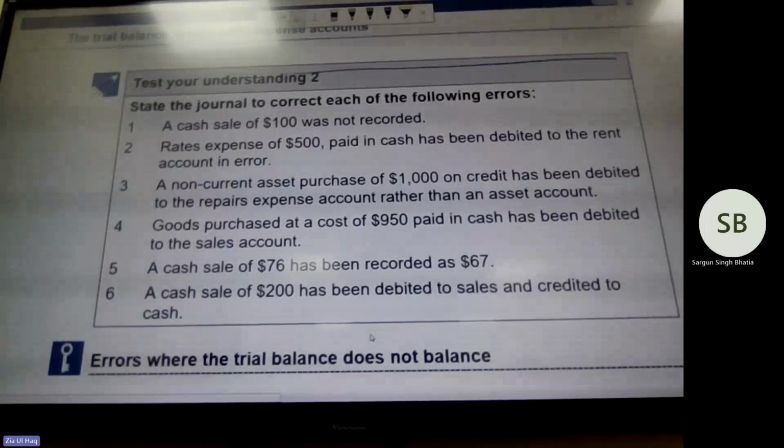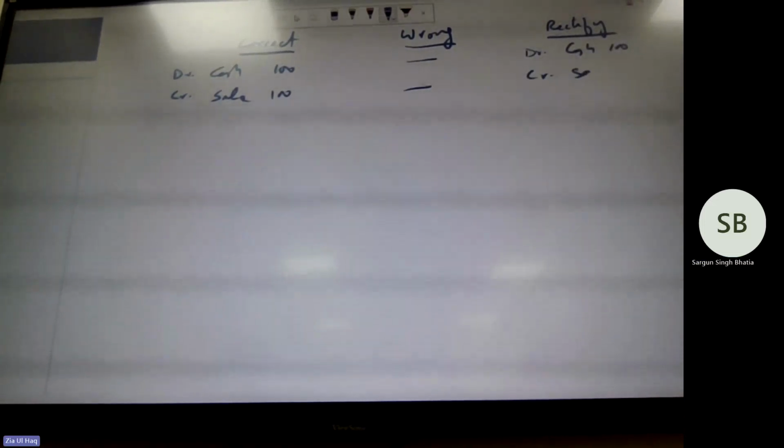So what do we need to do? We need to see what the correct entry is. Cash debit, sales credit: debit cash with 100 and credit sales with 100. And we haven't recorded the entry, meaning there is nothing wrong. So what could be the rectify entry? Debit cash and credit sales by 100. This is the rectification entry for number one.